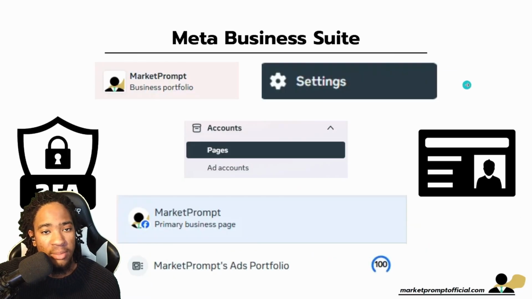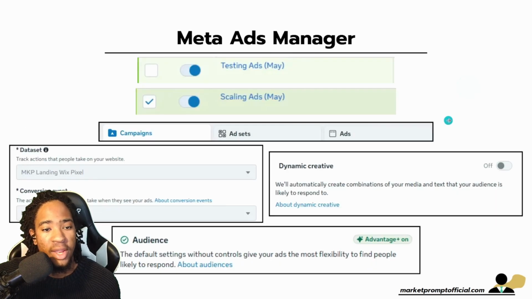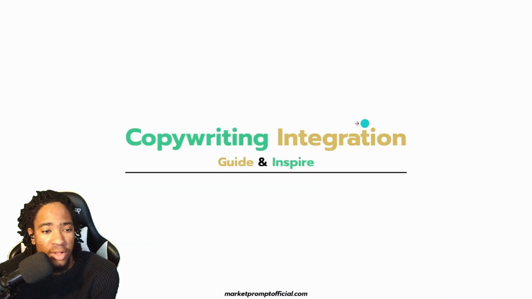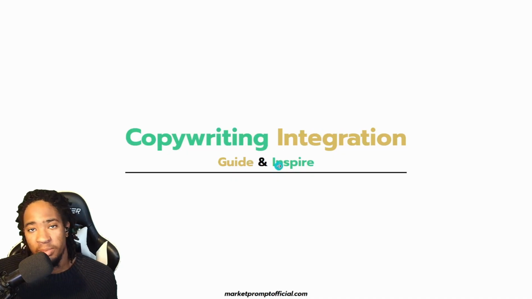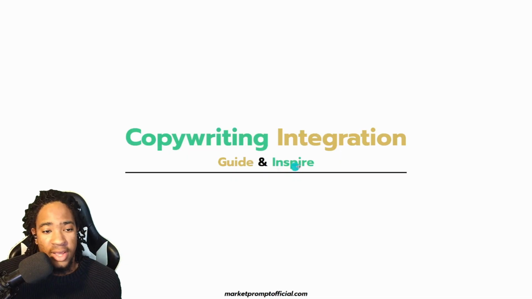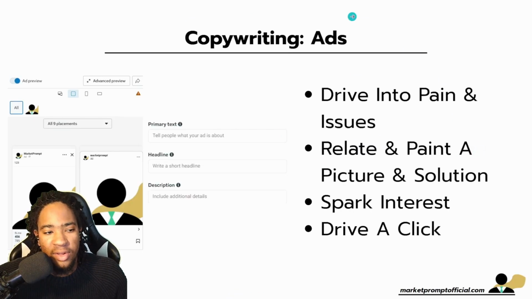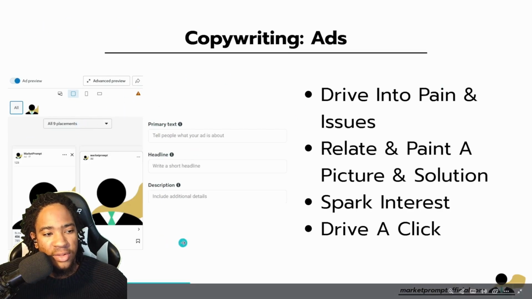You opened up Meta Business Suite, you created your account, and then you set up your Ads Manager, and just make sure you have a good understanding of how to run the ads and the platform to manage the ads. Now we're going to talk about the copywriting integration. This is the type of words that you select in order to guide and inspire prospects to convert into a client and buy into your services. Copywriting on the ads is when you're creating your ads, this is the preview that you get on the left.